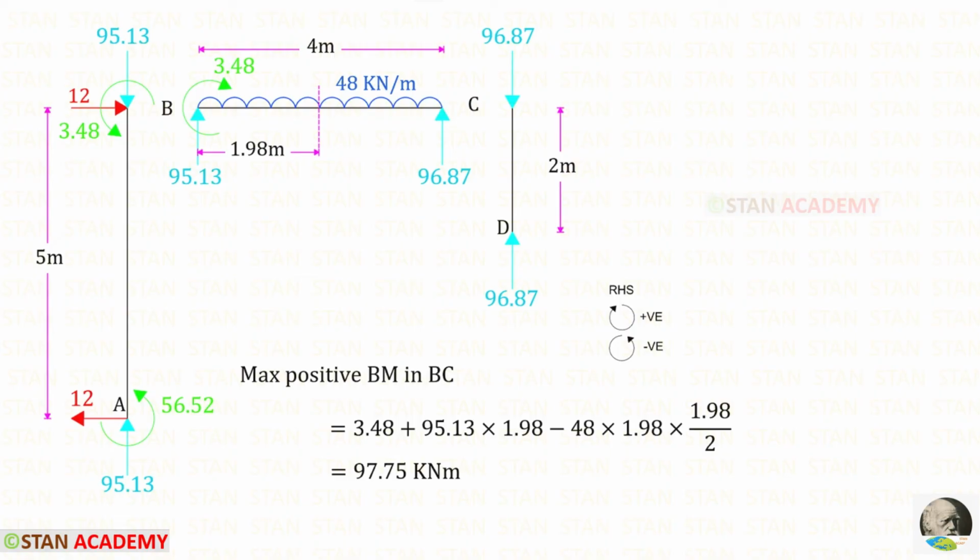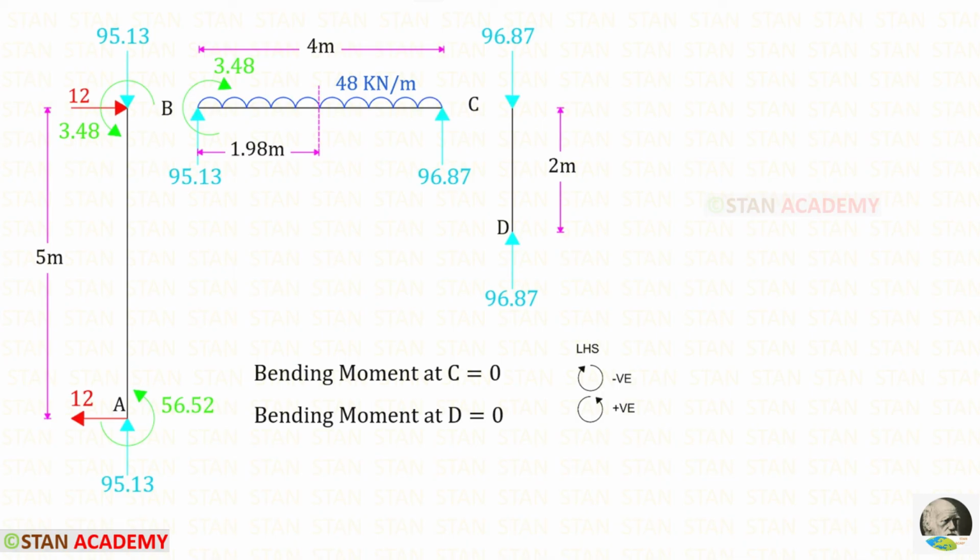Now let us find the maximum positive bending moment in BC. MA is acting in the clockwise direction, so it will be positive. The vertical reaction is acting in the clockwise direction, so it is also positive, and the distance is 1.98. The UDL is acting in the anticlockwise direction, so it will be negative. We know that with the UDL we have to multiply the load by the distance and then the distance by 2. Finally, we will get 97.75. Using the left hand side rule, we can find the moments at D and C.